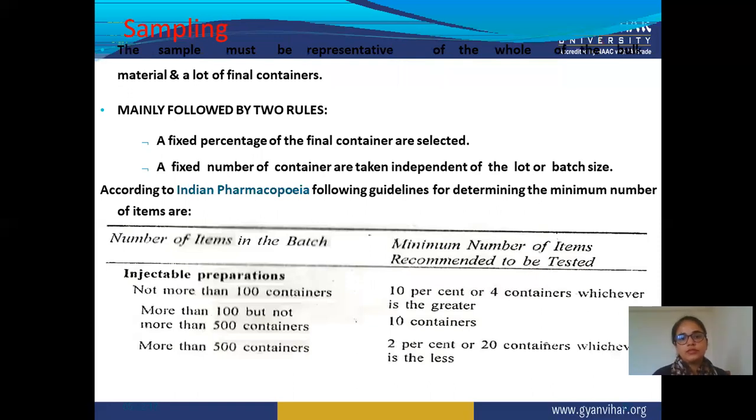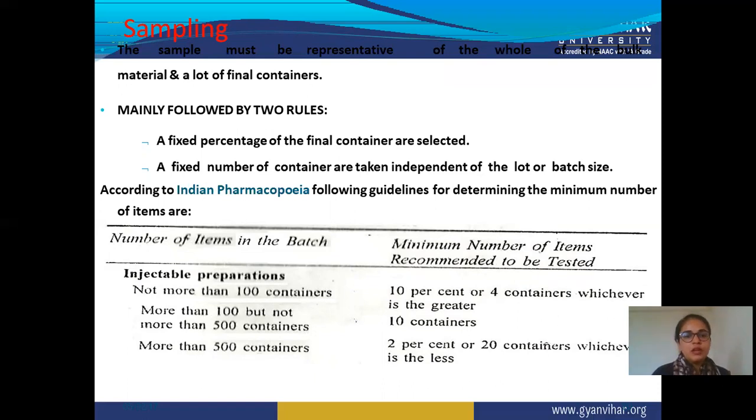Now in the first step, sampling, the sample must be representative of the whole bulk material and the lot of the final material. This means the complete or bulk material we are checking, and the lot of the final container that we are transferring into, are all checked in sampling. We collect the sample mainly following two rules. In the first, a fixed percentage of the final containers is selected, meaning out of the total containers a fixed percentage is selected, and a fixed number of containers is taken independent of the lot or batch.